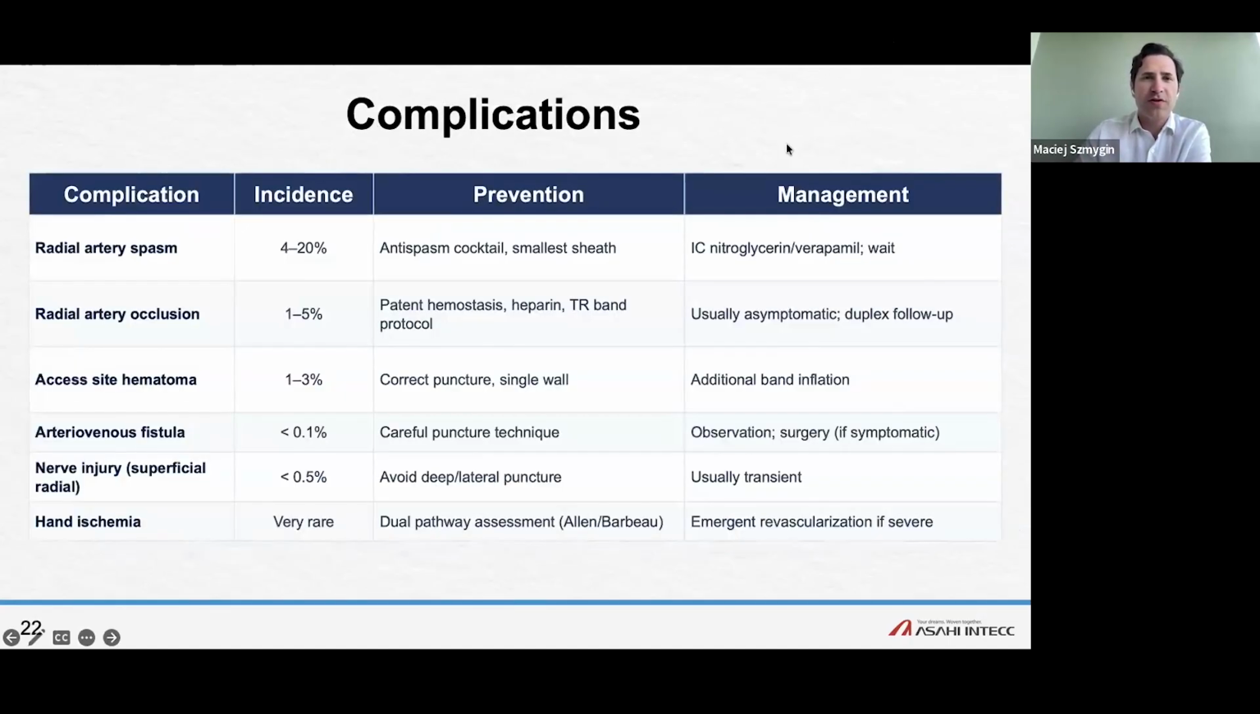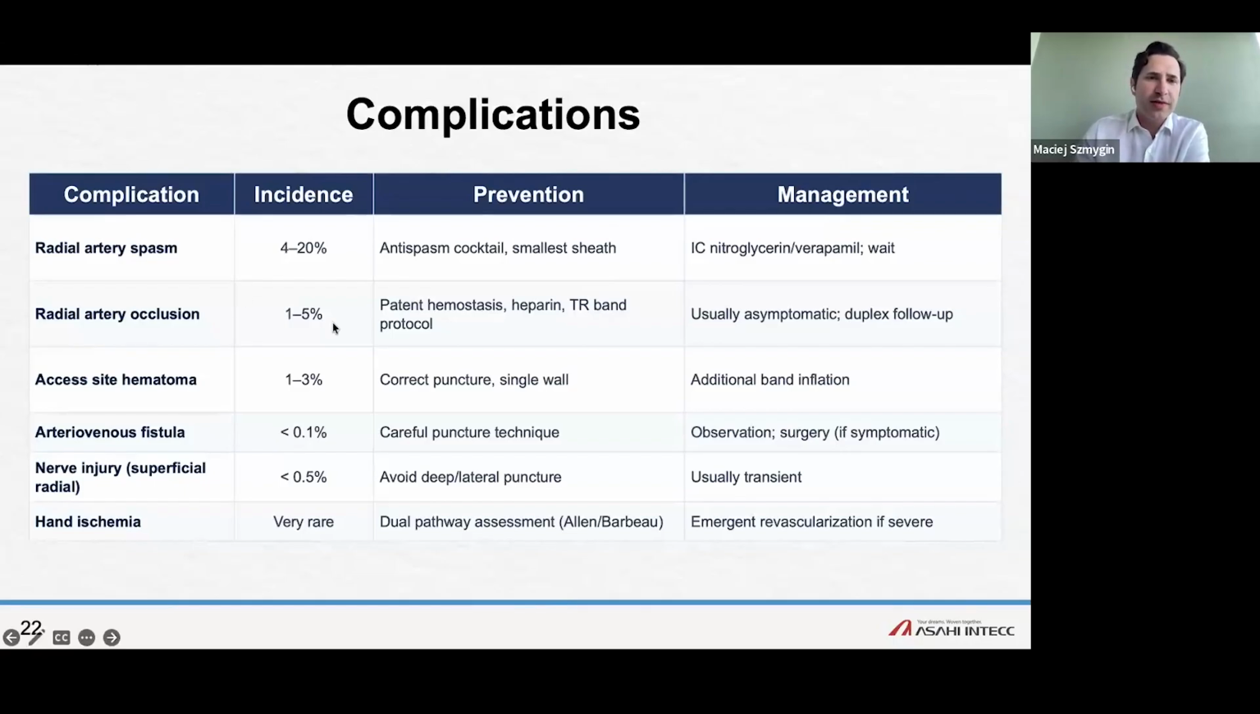Just a quick overview on complications. What we experience the most is radial artery spasm, but it can be really handled with antispasm cocktail. In very few cases, again with young female patients or heavy smokers, we may experience some troubles with severe spasm, but we just have to wait, and it will be gone.